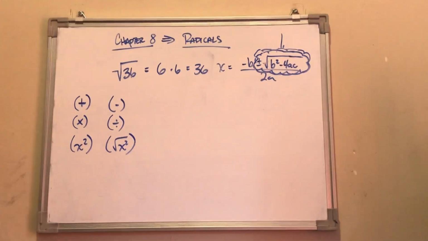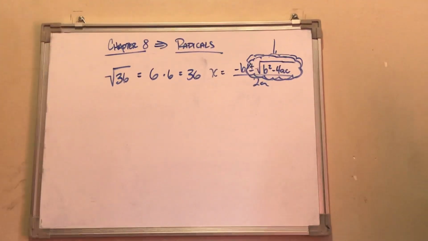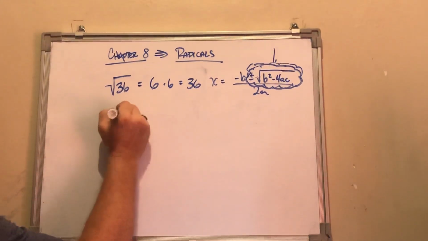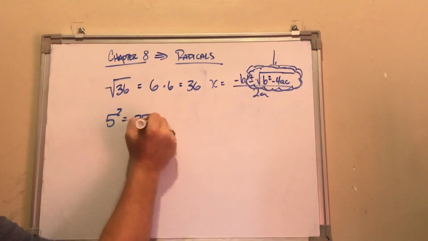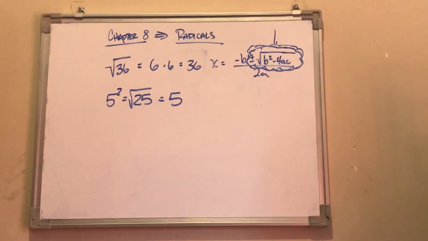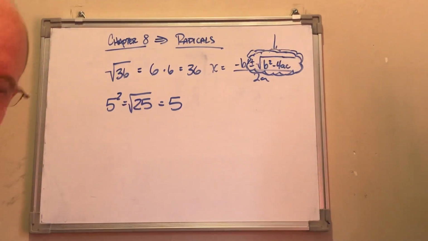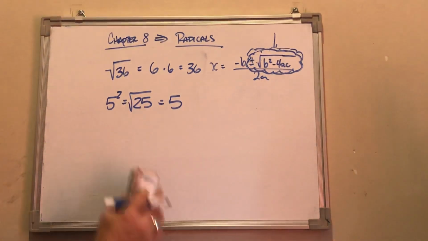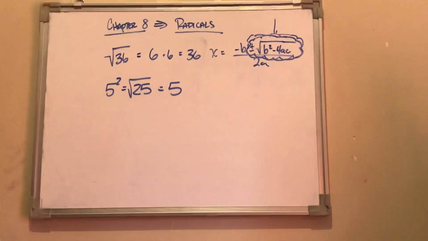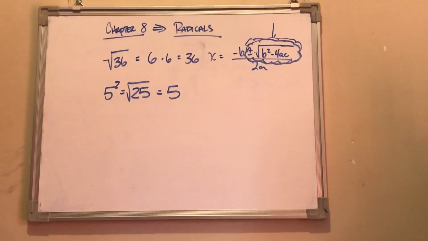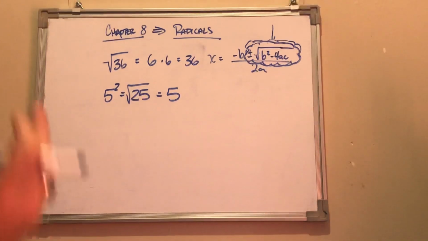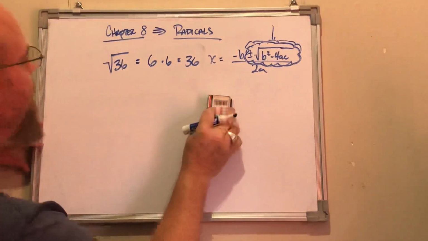So you guys are familiar with it with squares. Let's just say 5 squared equals 25. If I take the square root of 25, it equals 5. Okay? Now, it doesn't just stop at square roots. Radicals cover all kinds of roots. They cover cube roots, roots to the 4th, roots to the 5th, and so on and so forth.